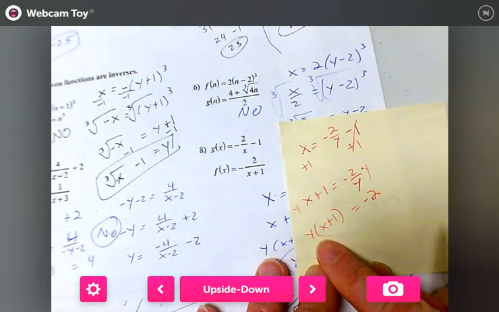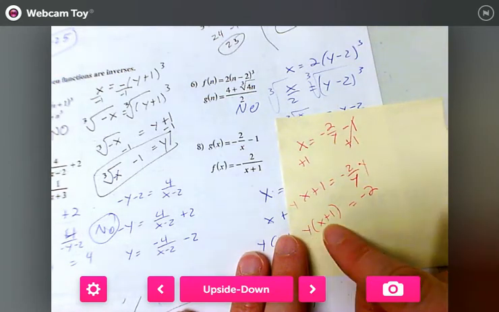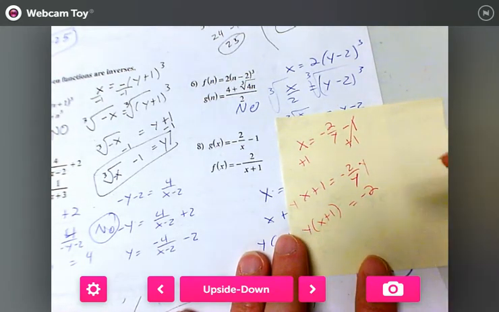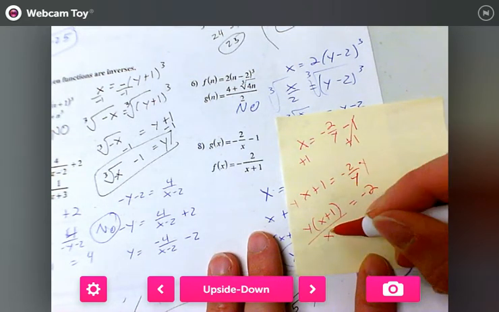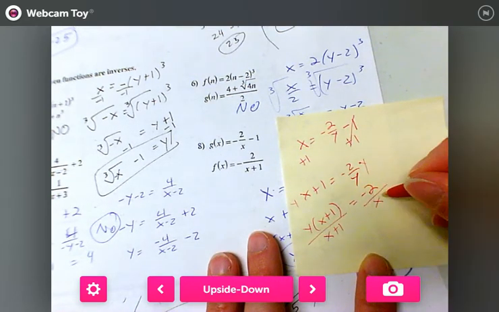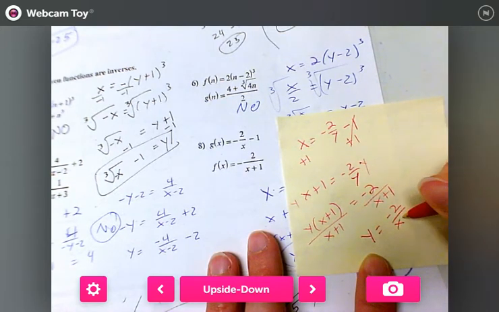Well, I want y by itself, so what is y doing to x plus 1? It's multiplying, so what am I going to do? What's the opposite of multiplication? Division. Divide, so I can take all of it together. And so y equals negative 2 over x plus 1. And that works. Yes, that's true.